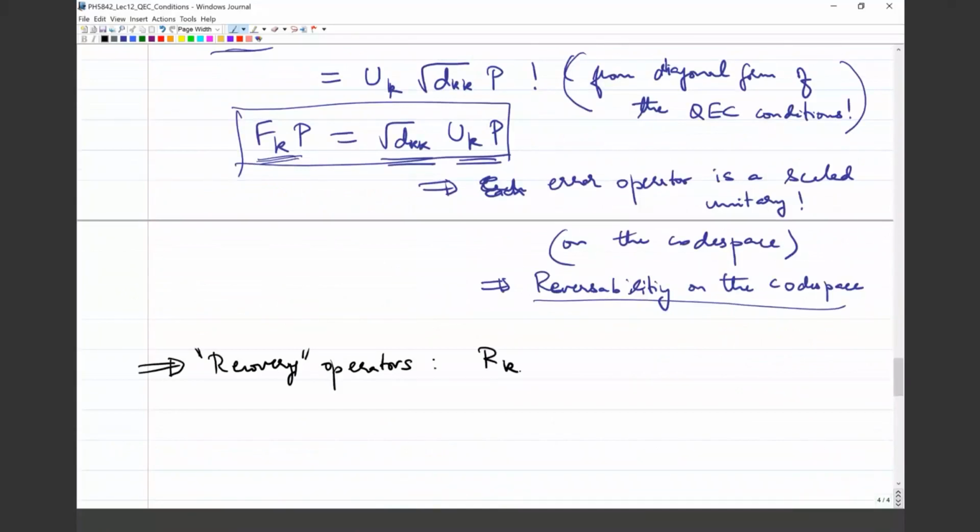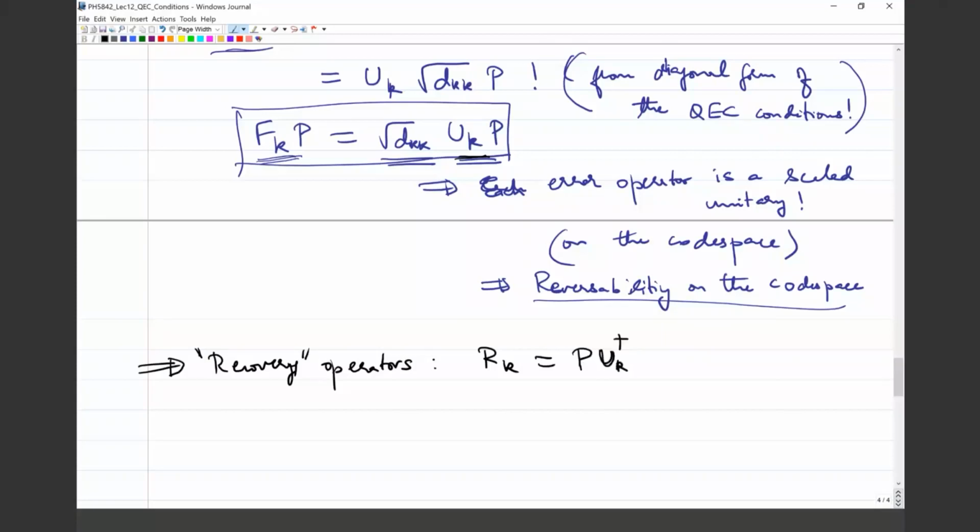So I will call these R sub k. For every error, I now have associated with it a particular unitary U_k. So I simply have to take the adjoint of that unitary operator. I have to take care of the scaling, which is this d_kk part here, right? I'm going to claim that these recovery operators are simply of the form P U_k dagger.